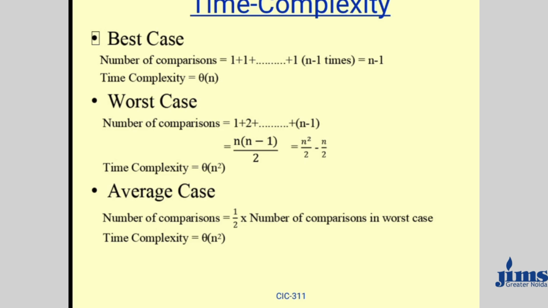Now as you know, this is also a quadratic polynomial. So for quadratic polynomials, as per asymptotic notations, what will the time complexity be in terms of theta? It will be theta of n square. So in the best case scenario, complexity is theta n, and in both the worst as well as the average case, the complexity of insertion sort is theta of n square.